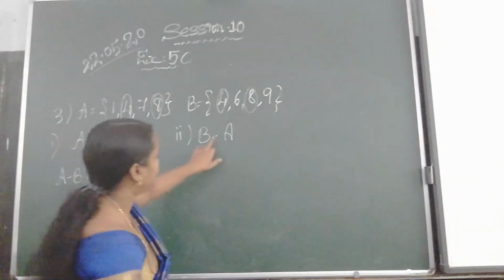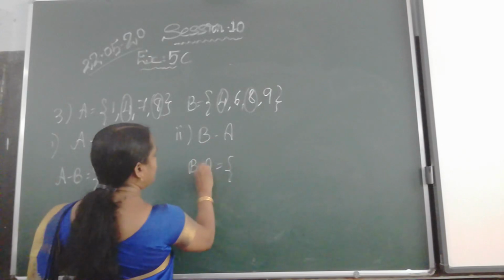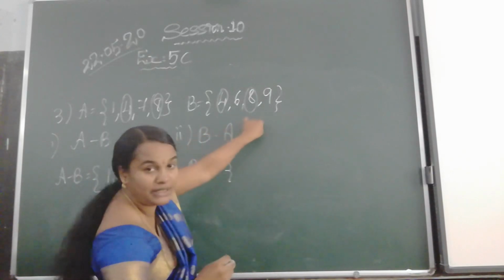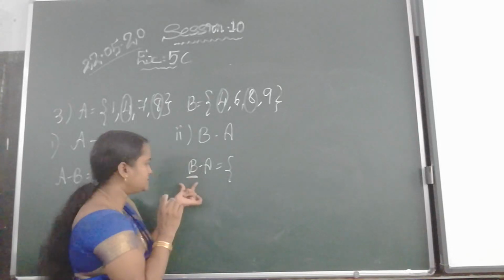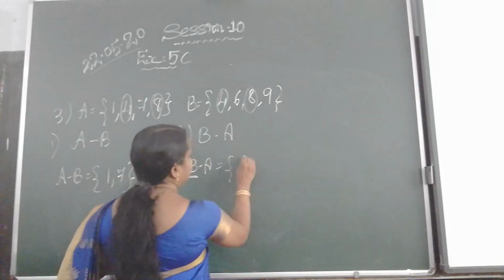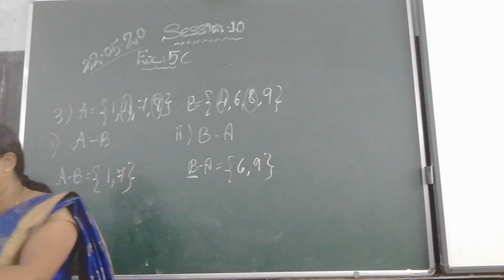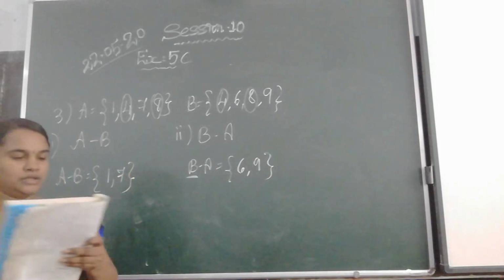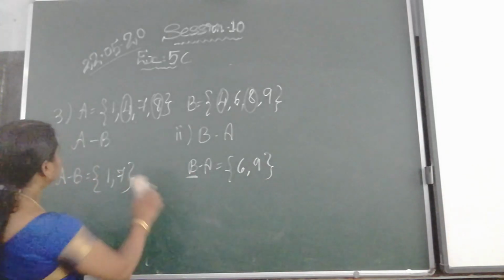Now B minus A means which part is left in B? That we have to check, because first they asked B. If it is first A, which part is left in A? If B, which part is left in B? 6 and 9 is the answer. Okay? Good. Now question number 4.